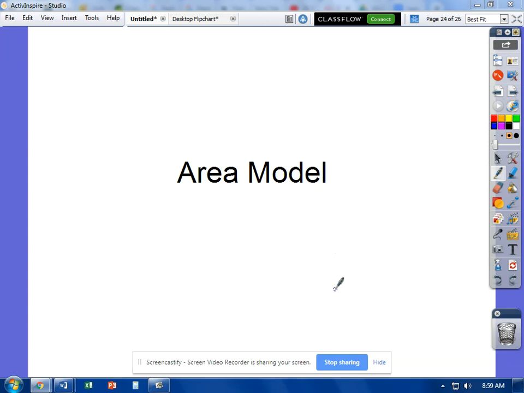Next chapter, in chapter 3, we're going to be talking about 2-digit times 2-digit and even larger digits past that. But right now we're just focusing on up to 3 times 1 and 4 times 1. So let's go ahead and get started.